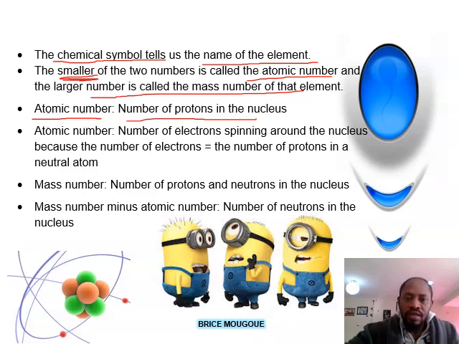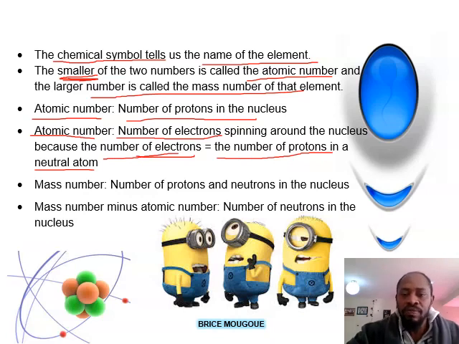So the atomic number represents firstly the number of protons, but in a neutral atom, it could also represent the number of electrons, because in a neutral atom, the number of electrons is the same as the number of protons. So the atomic number here in the neutral atom could represent 2 things. It could either represent the number of protons in the nucleus, or the number of electrons spinning around that nucleus in the orbits that we call shells.